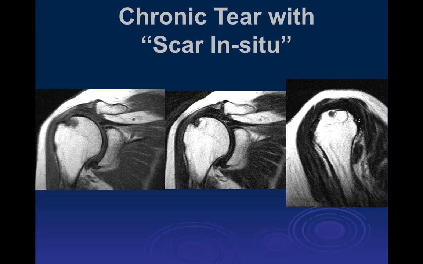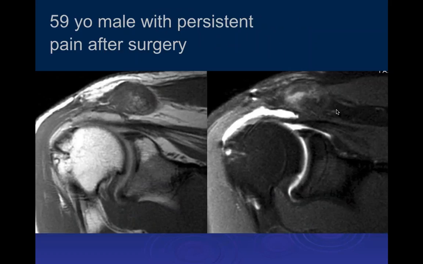Here's a sagittal image. This looks like completely normal tendon on the sagittal image with just a geode in the bone. But this is all thick scar tissue, and the scar tissue is very friable. It's mechanically not strong, and there are nerve fibers in this, so it can be very painful to tug on it because it doesn't have the mechanical integrity of tendon, so it can be very symptomatic.